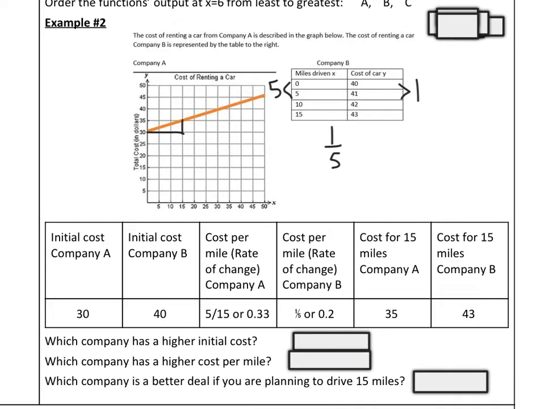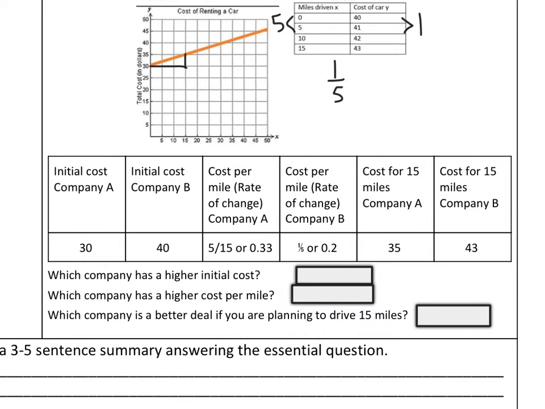Now that we found that information, take a second to answer these questions down here. Which company has the highest initial cost? Which has the highest cost per mile? And which is a better deal if you're planning to drive 15 miles? Try it out. All right, looking at the initial cost, it looks like company B with the cost of 40 is definitely higher. So that's company B.